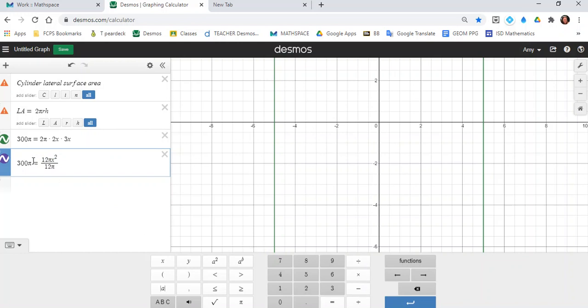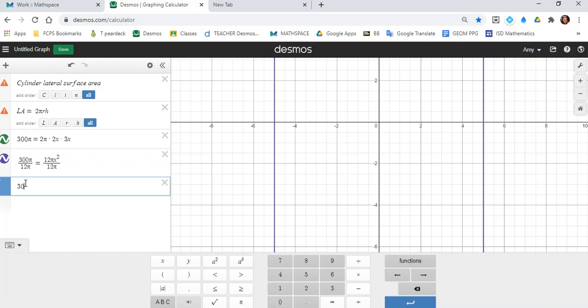Whatever I do to the left, I need to do the same thing to the right. Whatever I do to the right, I do to the left, right? So that will give me x squared, which is what I need to solve for, right?